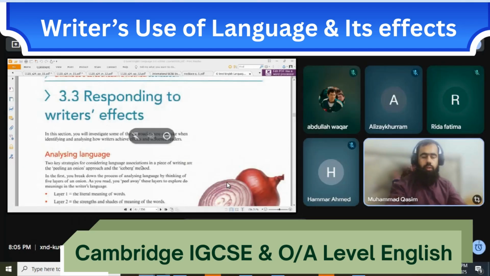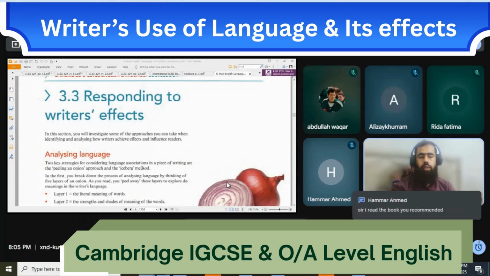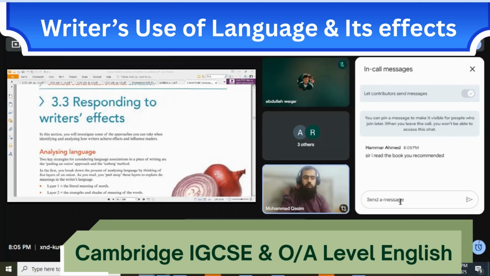This week's classes are going to be very important for you because we are going to end up our topics. Amar says he read the book I recommended. Amar, how great you are. Which book had I recommended? I have forgotten which book it was. Can you please tell me? Yes, Amar, can you hear me? So Amar says that he has read the book I recommended.